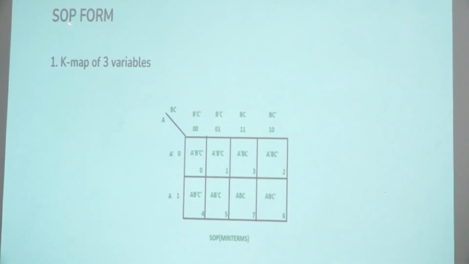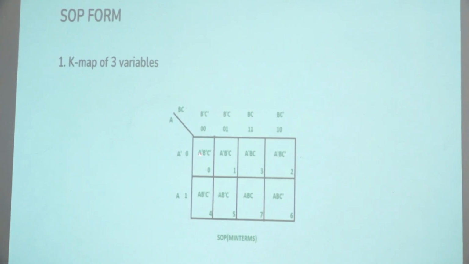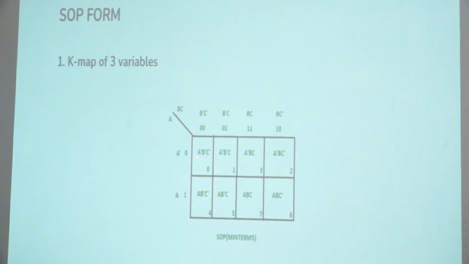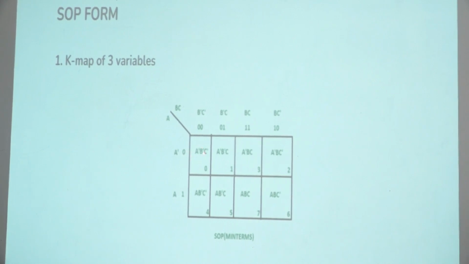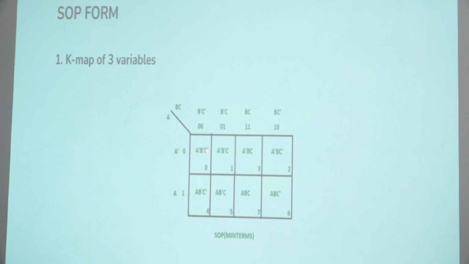Why am I calling it SOP form? Because this 0 represents a product term. This 0th cell is all about A bar, B bar, C bar, that is a product term. Hence I am terming it as SOP form.